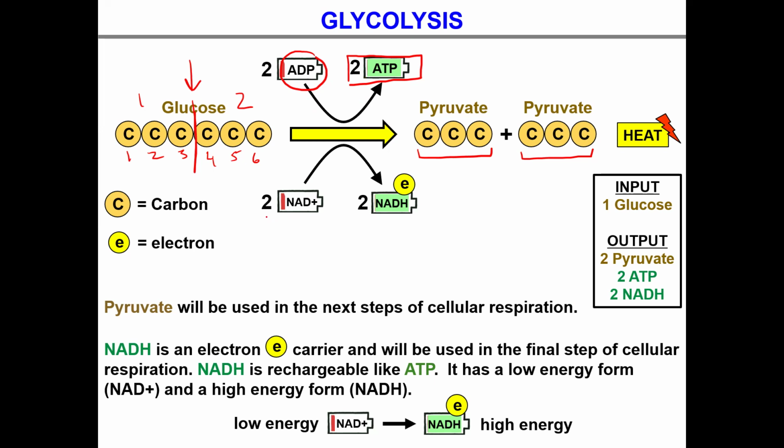Same thing over here. We're going to have 2 NAD pluses, but as we're producing these 2 pyruvates, it's going to go through this. It's going to pick up an electron, and it's going to become NADH.